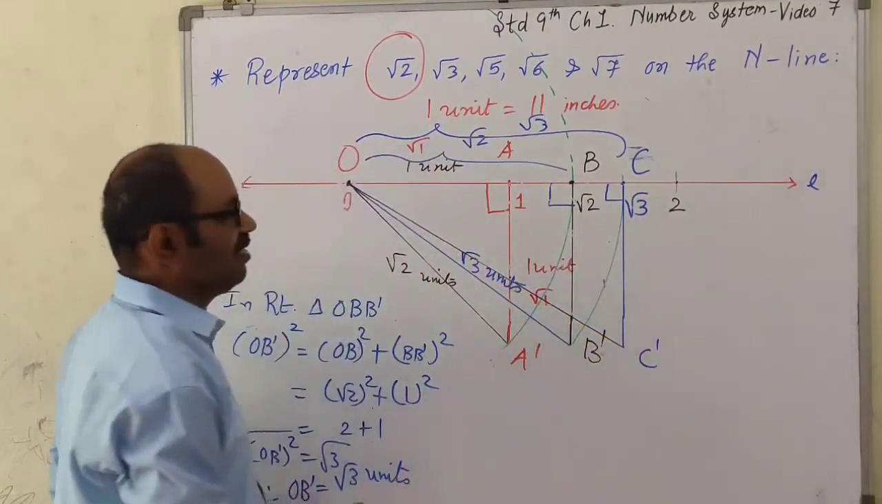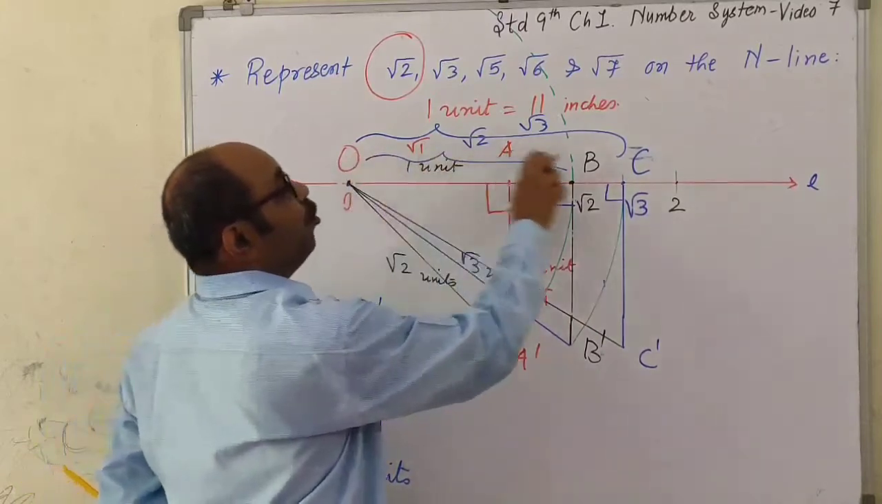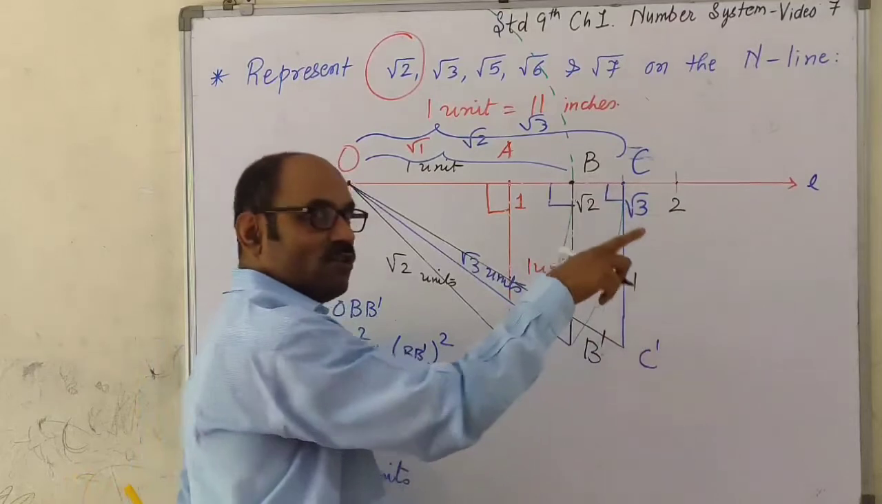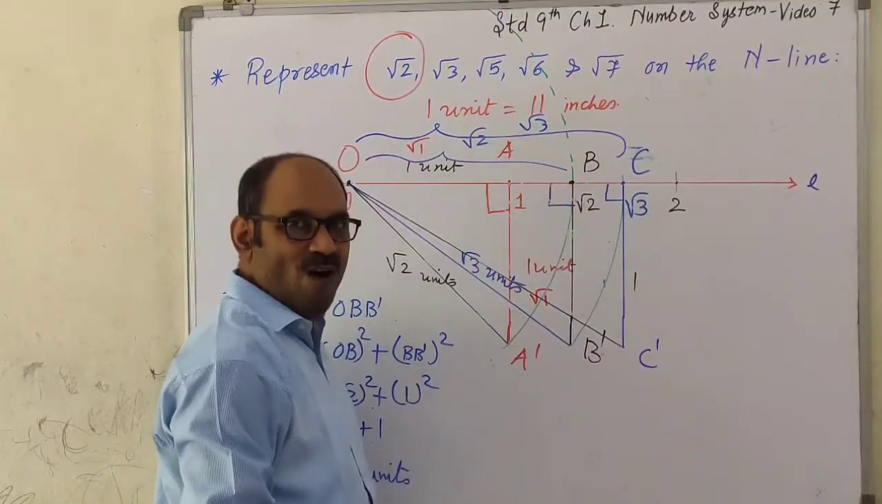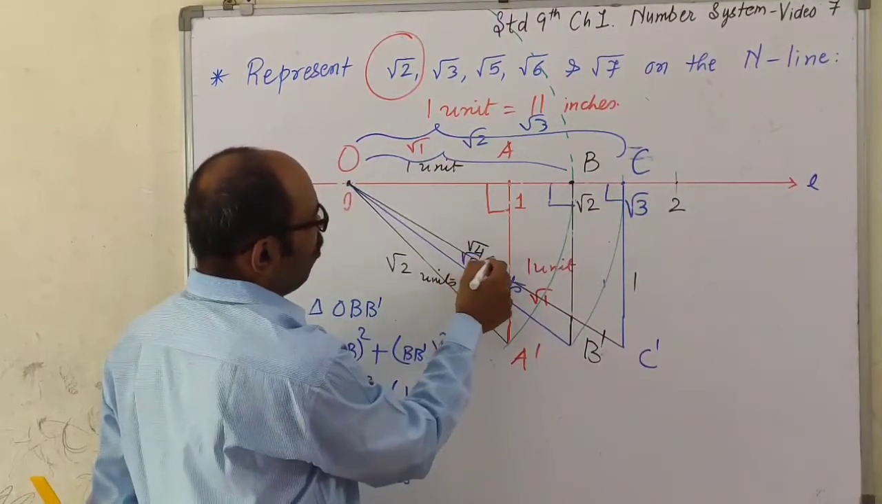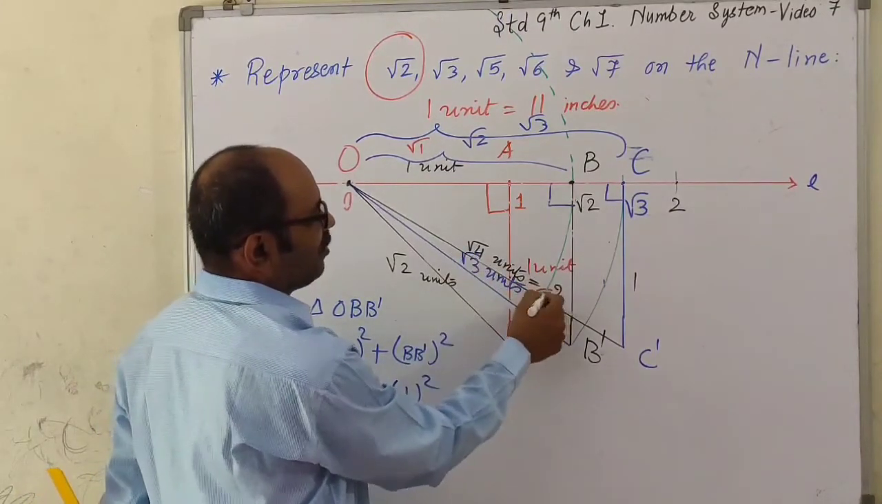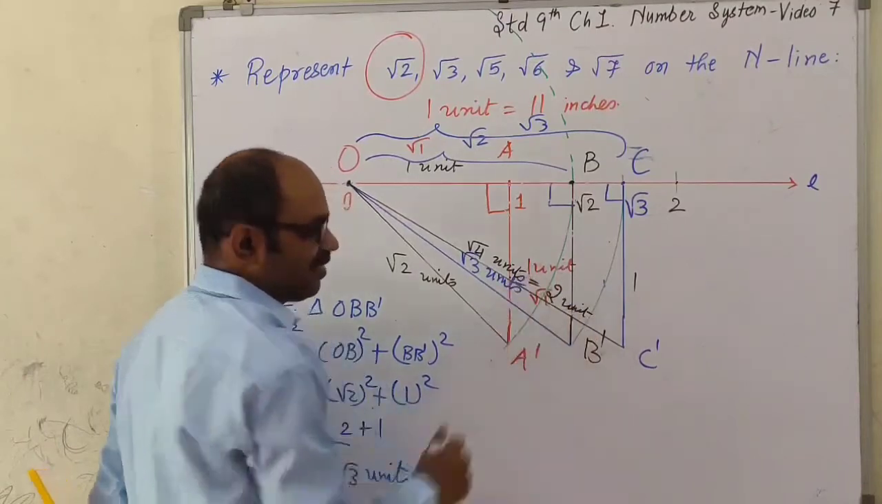So here is the hypotenuse. Now tell me, OC is root 3. CC dash is 1. 1 means root 1. So 3 plus 1, 4. So this is going to be root 4 units. And don't forget, root 4 is 2. So it has to be 2 units.